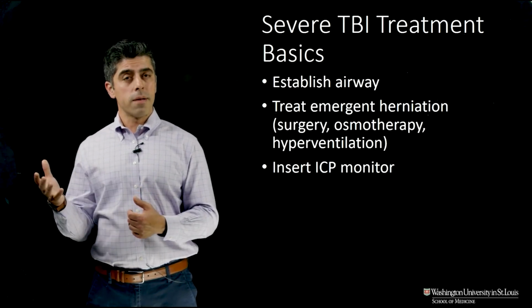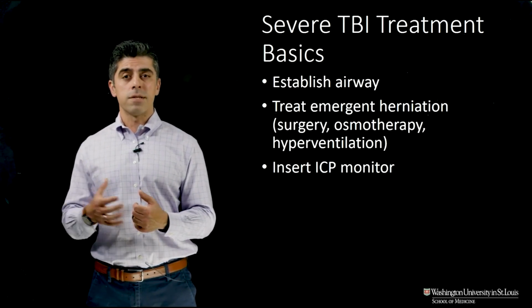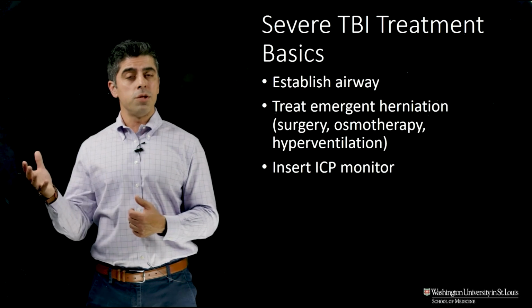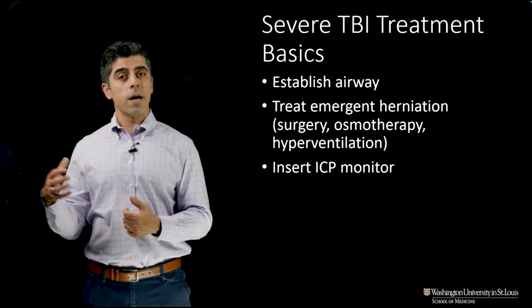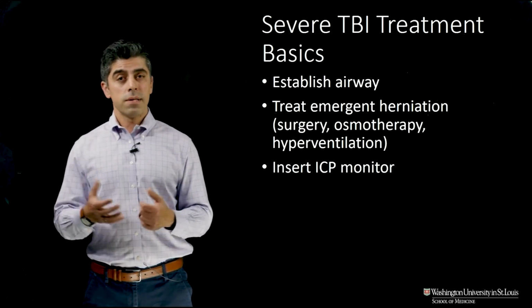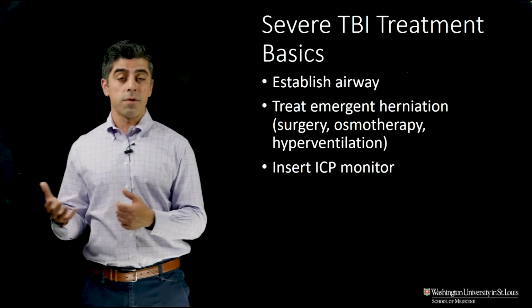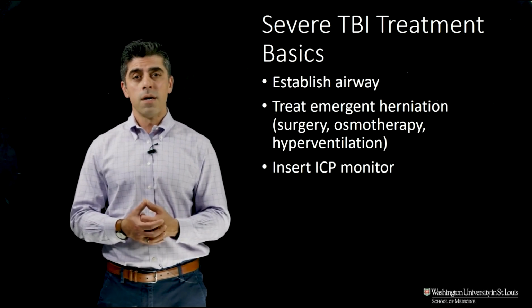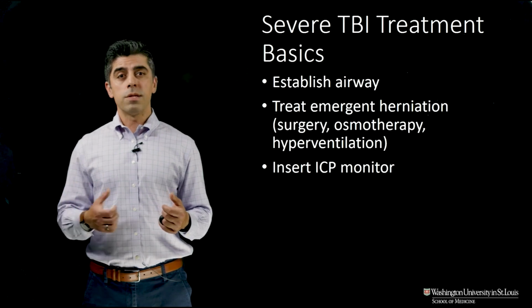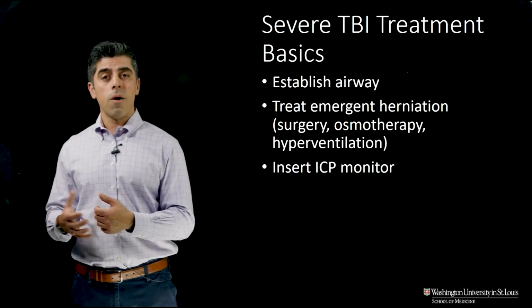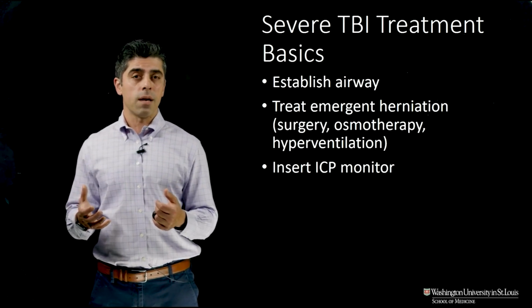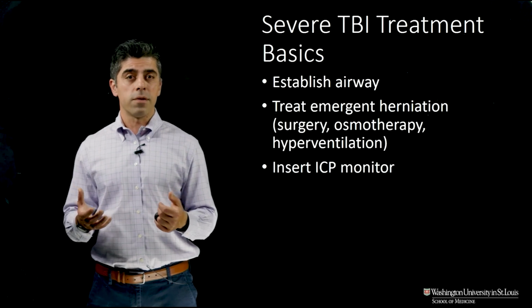I want to differentiate the management of severe TBI versus the management of patients with a GCS less than or equal to 8 with other disease states. Sometimes we'll take considerations differently if a patient has an ICH with a low GCS versus a TBI with a low GCS. So just important to note, these rules don't necessarily apply to all patients who have a GCS less than or equal to 8. This is really specific for TBI.